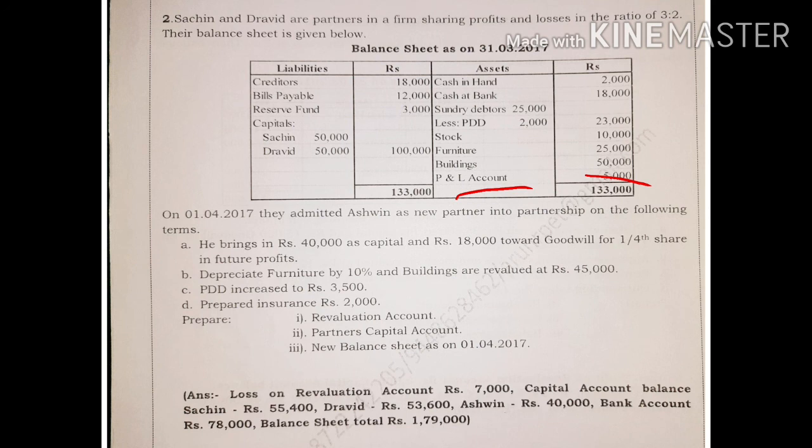If you get a profit and loss account balance of 5,000 on the liability side, it means it is profit. Okay, if we have a balance of profit and loss account on the liability side it means it is profit, and if we have the balance on the asset side then it is a loss. Okay, profit and loss account 5,000. In this problem they provided it on the asset side, that's why it is a loss.